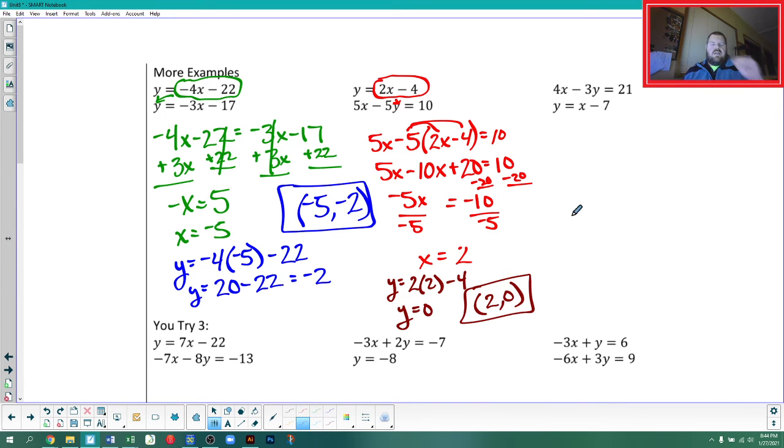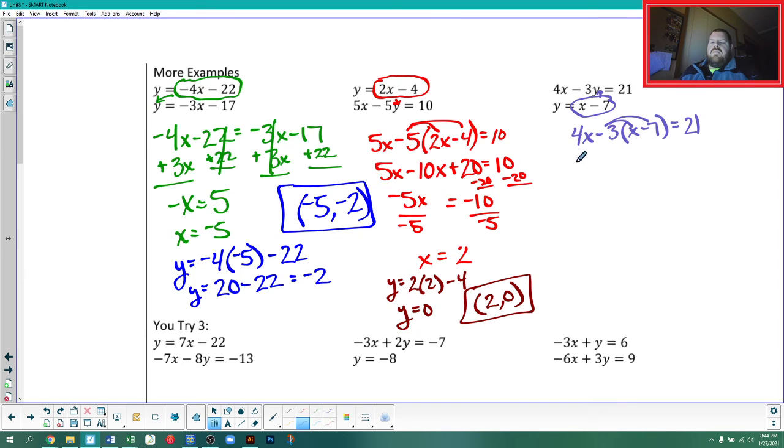All right, let's look at this next one. Again, looking for an equation that's solved for a variable. This one tells me what y equals. It's in slope-intercept form. And I'm going to plug that in for that y up there. 4x minus 3 times all of that equals 21.